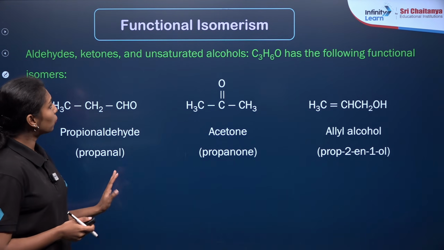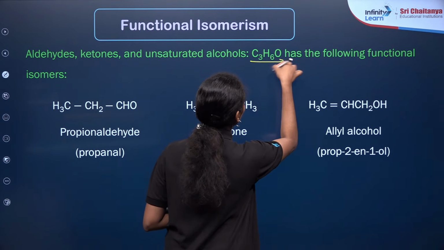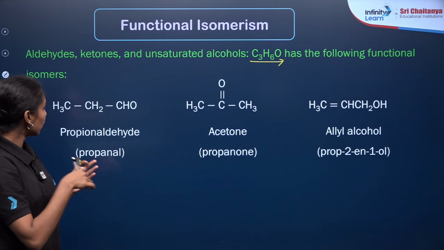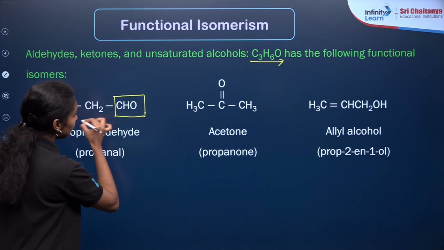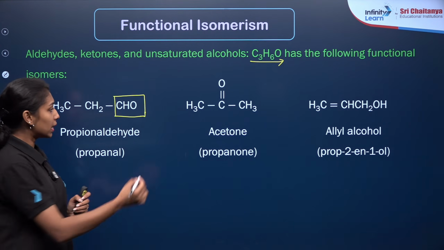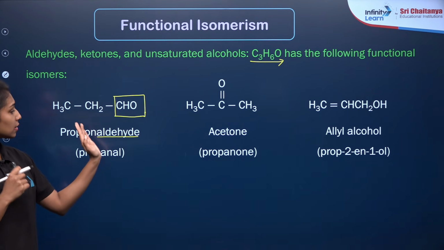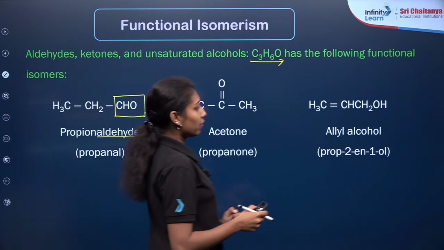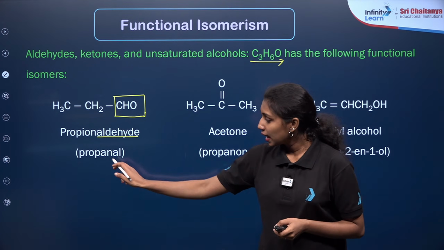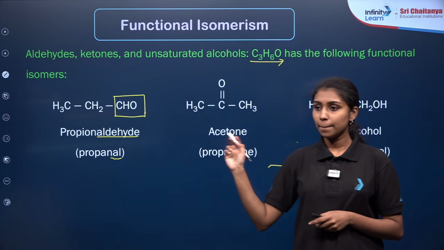This is the last example for the functional isomerism. Again, C3H6O is the molecular formula of these compounds, right? So here, as we have already discussed, any group containing CHO as the functional group is known as the aldehyde, right? This is a 3-carbon compound, therefore it is known as propionaldehyde. Or in the IUPAC name, we give the name for the aldehyde group with 'al' as a suffix, right? So this will be propanal.